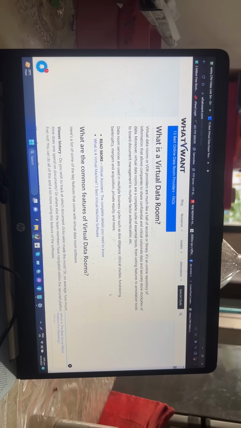What is a virtual data room? Virtual data rooms or VDR providers are much like a hall of records or library. It's an online repository of information that allows companies to share confidential and critical corporate data and secure stockpiles of data.